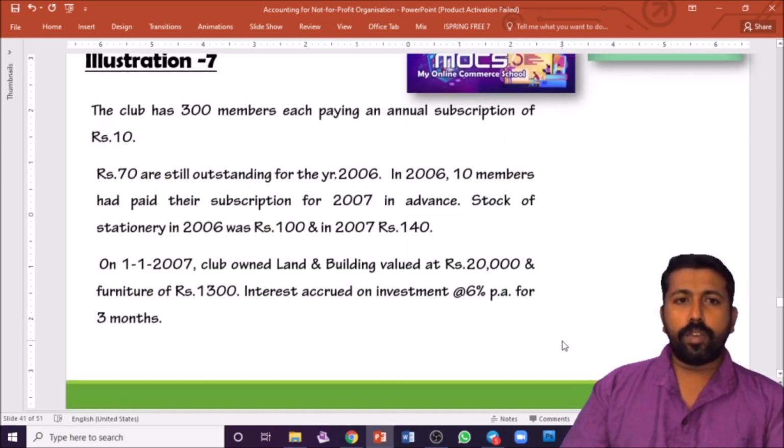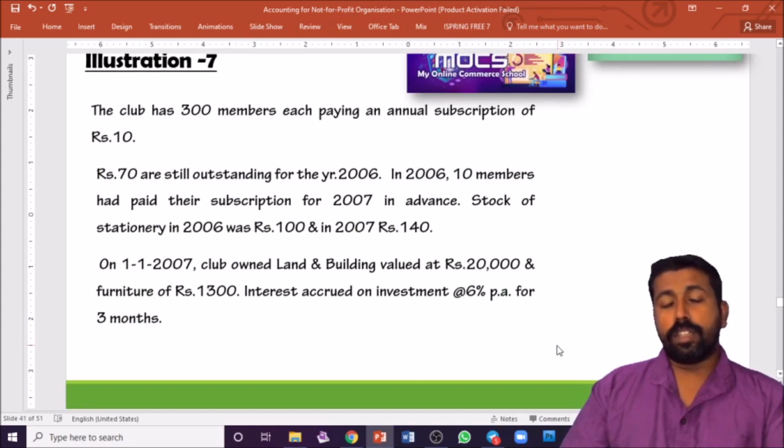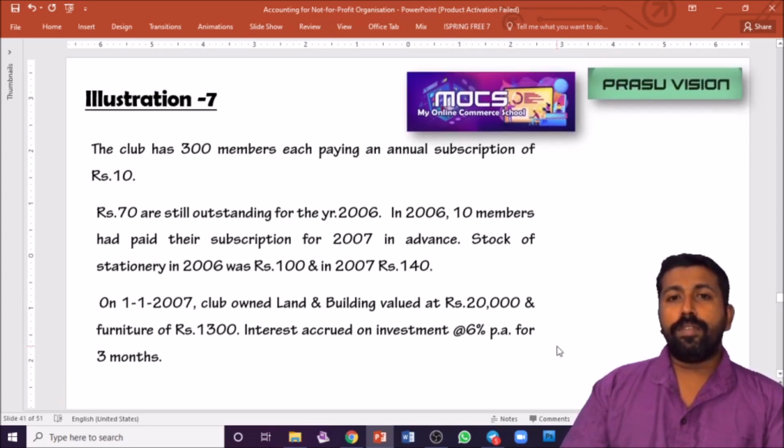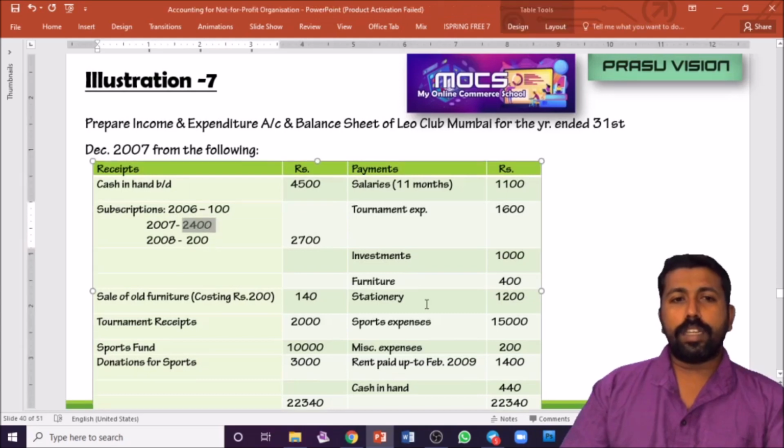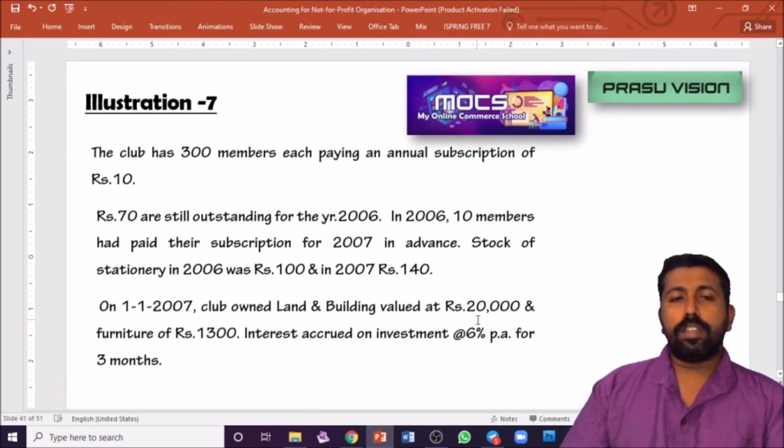Look at the additional information. The club includes 300 members and they will get a subscription of rupees 10. So what we have to get is 3,000 of subscription. But what we received in the year is 2,400. We have to receive the full amount, isn't it? So still there is 300 outstanding, and 70 are still outstanding for the previous year.